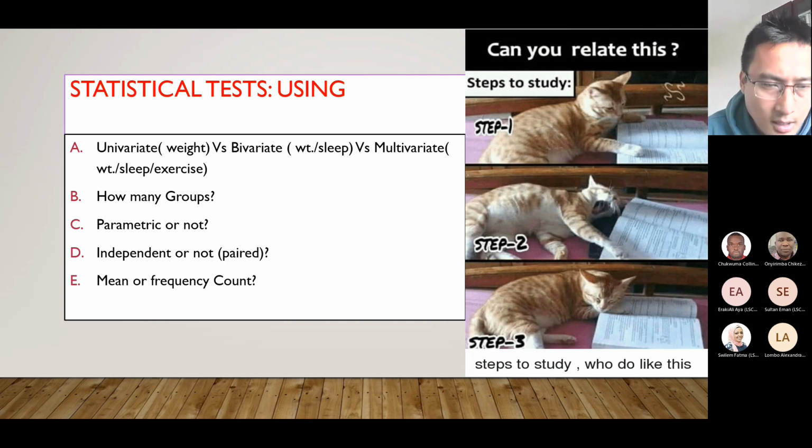And the fifth thing you have to find out is mean or frequency count. Anything to do with parametric, the statistical test uses the mean. Anything not normally distributed, or non-parametric, you use the median. That is the clue. So is this clear to everyone?